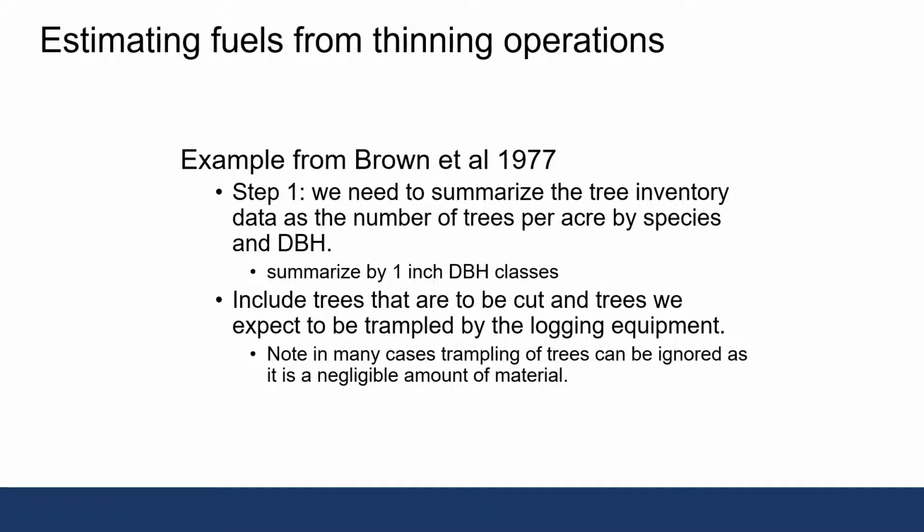Many times we are conducting fuels inventory to design and/or to evaluate a treatment's effects. To help show you how you can use these equations and tables to help determine additions to the surface fuels during a thinning operation, we will go over the example problem in the Brown et al. 1977 paper you read. The first step is for us to collect and summarize tree inventory data. This summary should be done by listing trees per acre by 1-inch diameter classes by species.